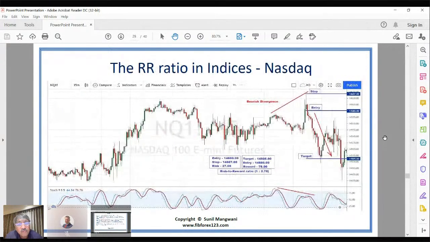Let's take this on indexes, right? On indices, now the NASDAQ. I've taken this NASDAQ on a 15-minute time frame because there was a great divergence just a couple of weeks back. This is a bearish divergence. As you can see, I've marked what is your entry, what should have been the stop, what should have been the target. You are achieving a risk to reward ratio of almost 1 is to 3 right over here. So this is your risk to reward ratio. So even on indexes, NASDAQ, it works.